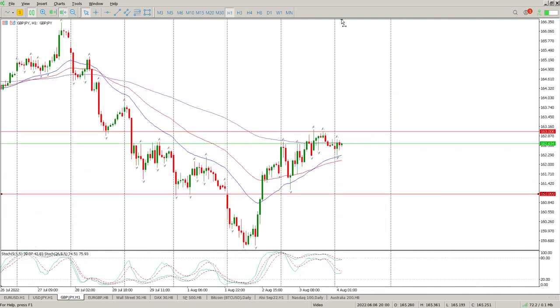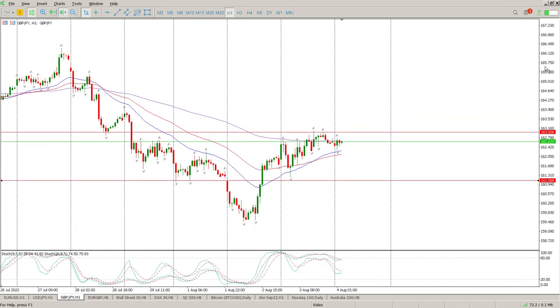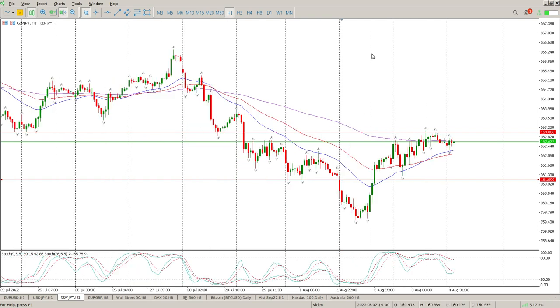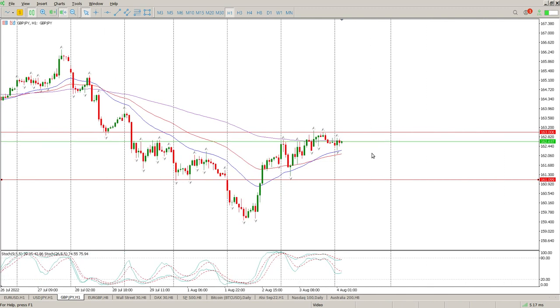So what I'm looking for here is to see if we do get that rejection. So if we get above 163 and find some support, then we're probably heading higher. But if we do reject this area, I would expect us to move to the downside. So another London breakout strategy here, but with the bias to the downside.